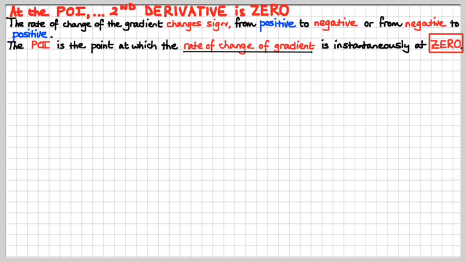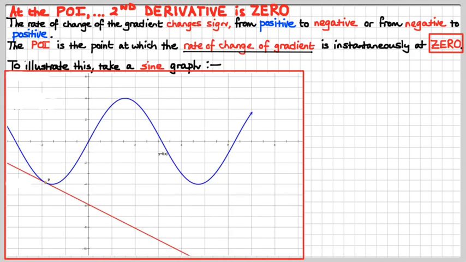Okay? So the POI is the point at which the rate of change of the gradient is instantaneously 0. Now, to illustrate this, let's take a sine graph. There's a sine graph. Now we're going to do a table of values to show you what goes on here. There's concave down, concave up, and a POI for you. Do you see?